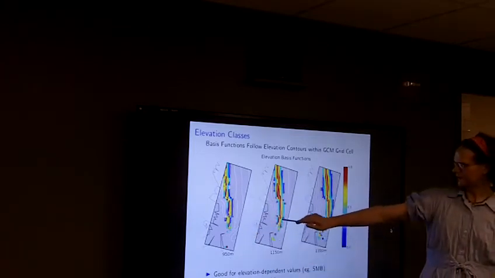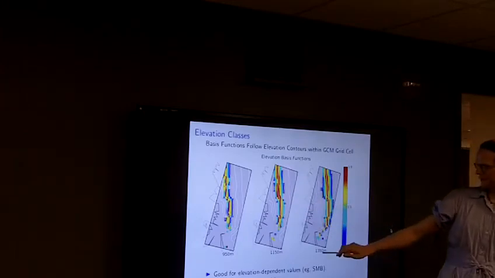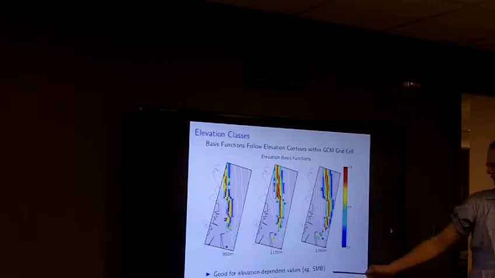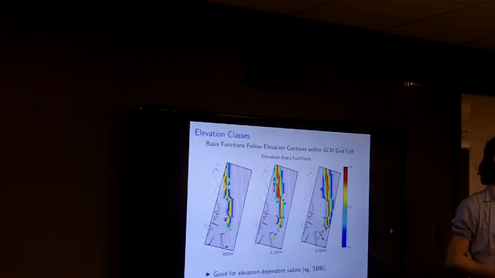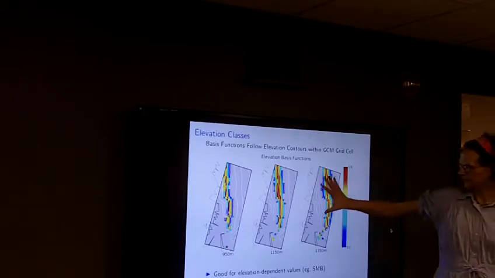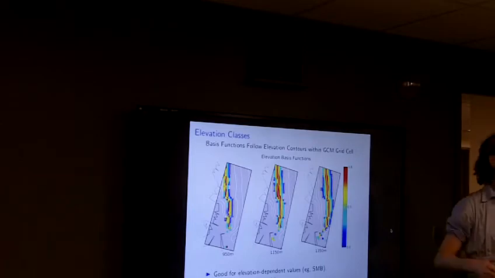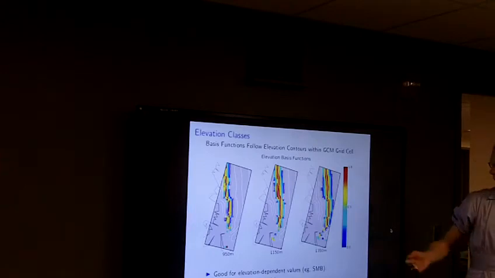Here's a basis function centered on 1150 meter contour, and here's 1350 meter contour. These are good if you're representing elevation dependent values. If you have something that's pretty constant within a region, but it varies mostly based on elevation within that small region, elevation classes are great. For example, that's what we have here.